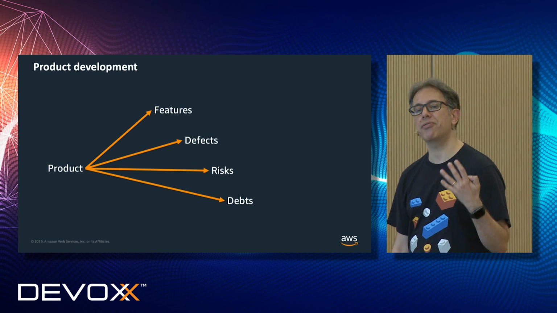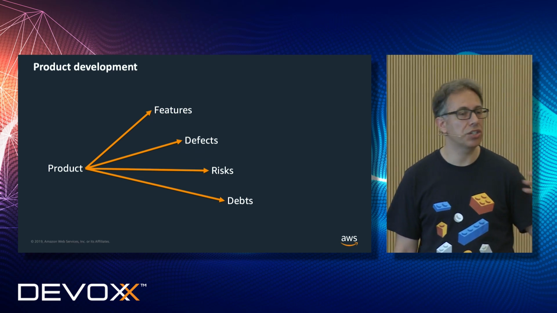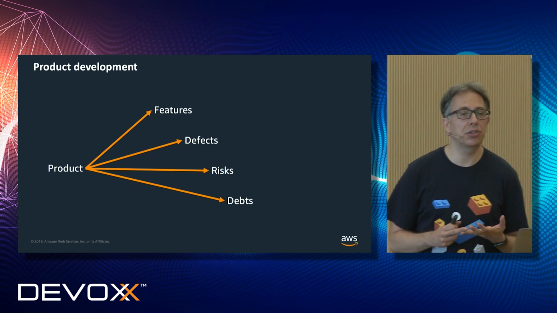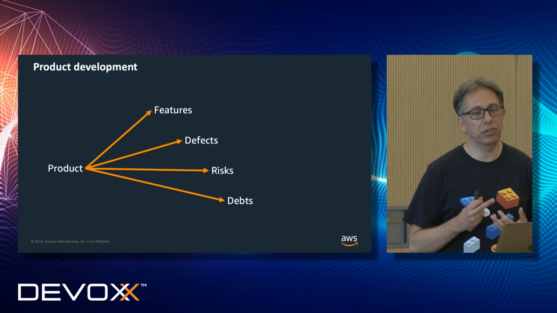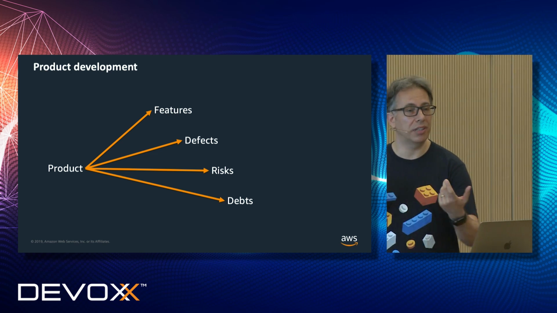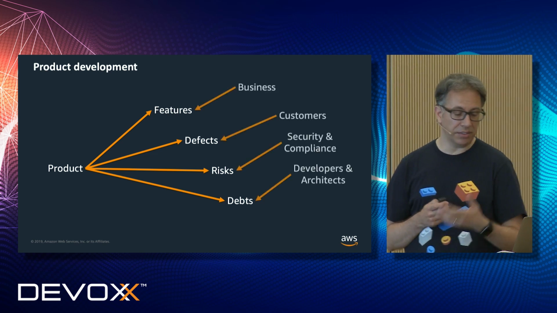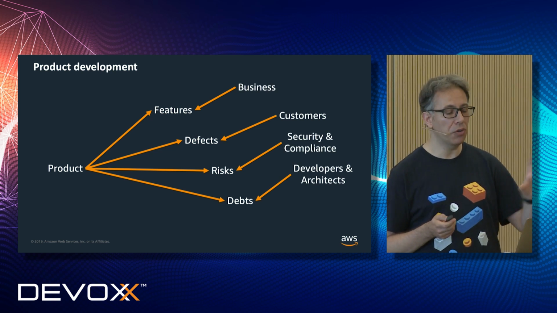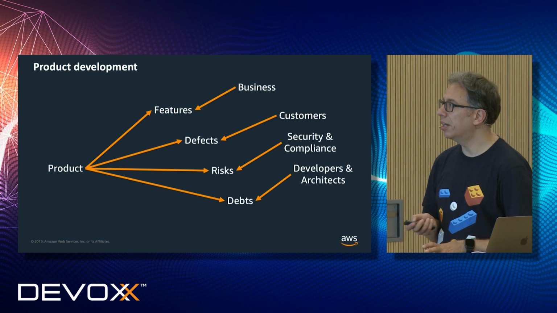There are 4 main reasons why you change and update a product. You want to add new features, you want to reduce defects and bugs, you want to reduce risks, like security risk, or you want to reduce debt, like technical debt. And there are different teams inside your company that give you feedback on which thing you have to do.